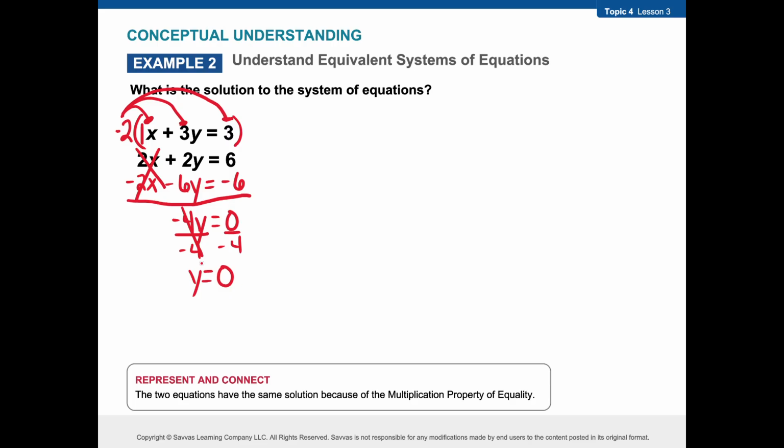Again, going back, choosing whichever equation you want. I'm going to choose the top one. 3 times 0, because that was my y value. Anything times 0 is 0, so x equals 3. So (3, 0) would be my one solution for this system.